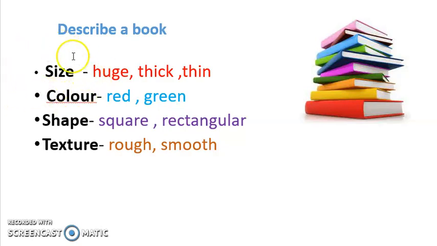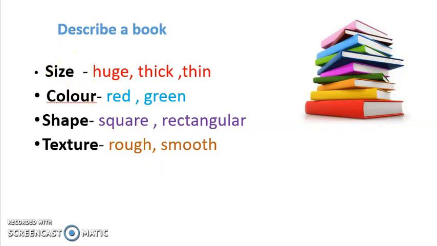Are you going to choose the size? Are you going to talk about the color? Are you going to talk about the shape? Or are you going to talk about the texture? So for example, if you're talking about size: huge, thin, thick. If you're talking about color: red, green. There are so many other colors. If you're talking about shape: a square book, a rectangular book. Or if you're talking about texture: a rough book, a smooth book. So first you need to think of what you are going to use.